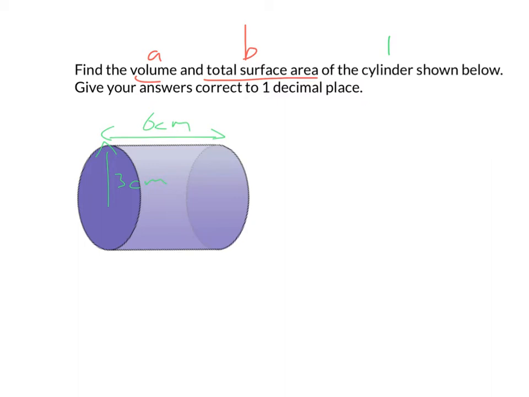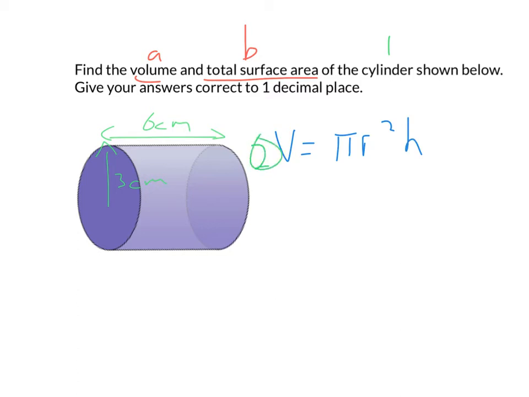The next thing we want to do is figure out what formula we're going to use. So for finding the volume, that should be pretty straightforward. If we look in the log tables, we see a formula that specifically gives the volume of a cylinder. So we'll write that out. The volume is pi r squared h.